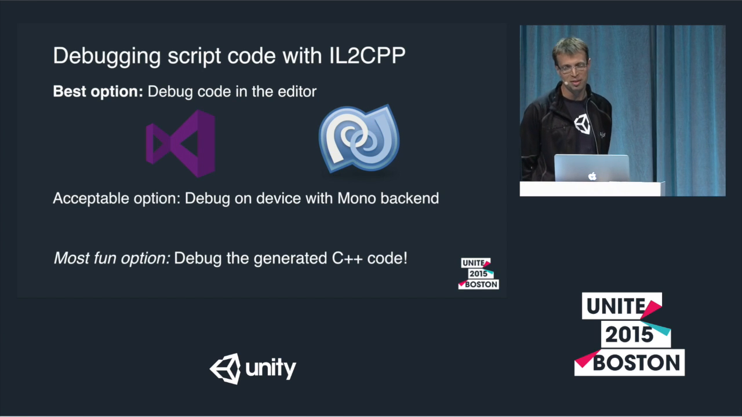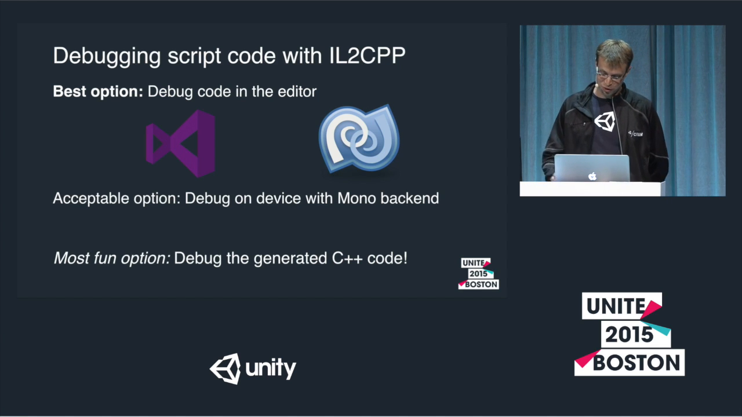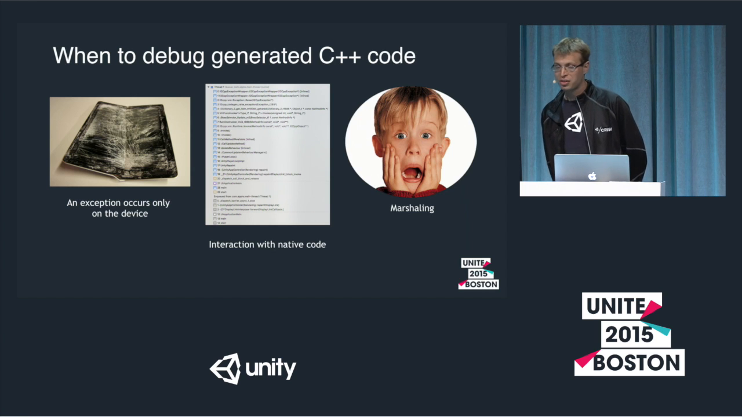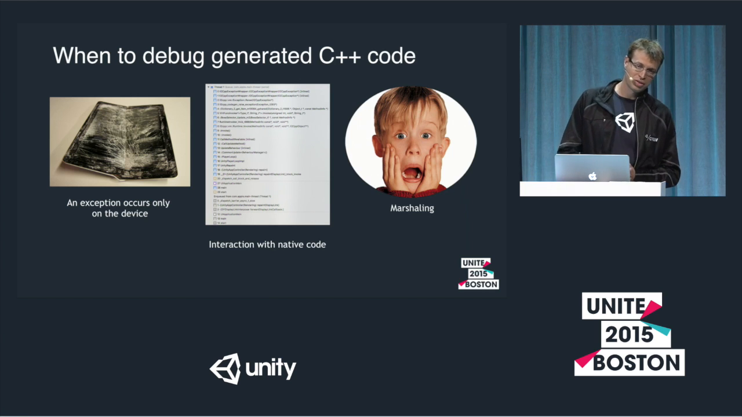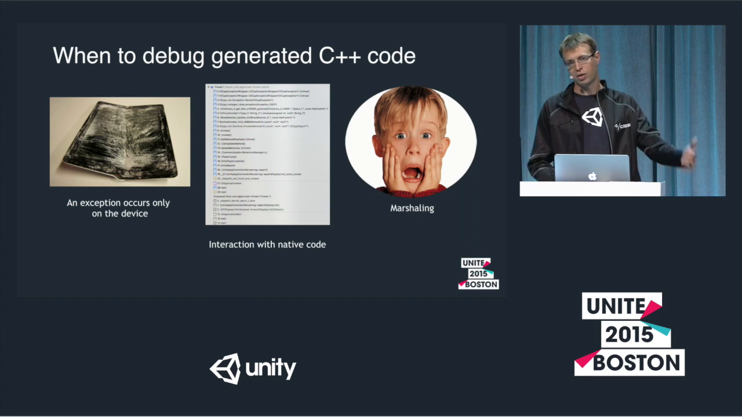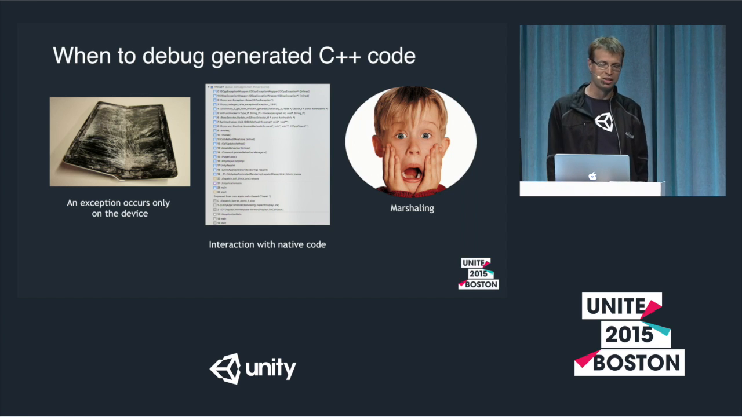Right? OK, so maybe you don't all enjoy debugging generated code like I do, but it is useful in a few cases. So maybe you've got an exception on your device. It only occurs there. Maybe it only occurs on this scripting backend, right? You have to debug it there. Maybe you're interacting with native code, and it's nice to see on the call stack how you're being called from the managed code. And we can see that now with IL2CPP because we're generating all that in C++.